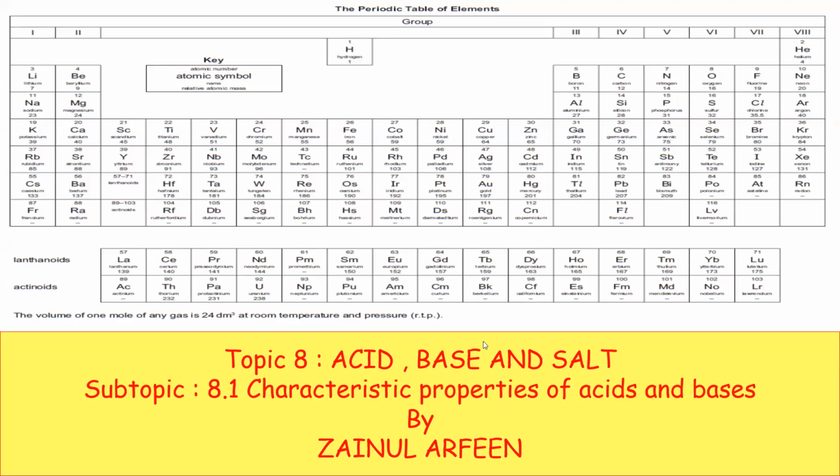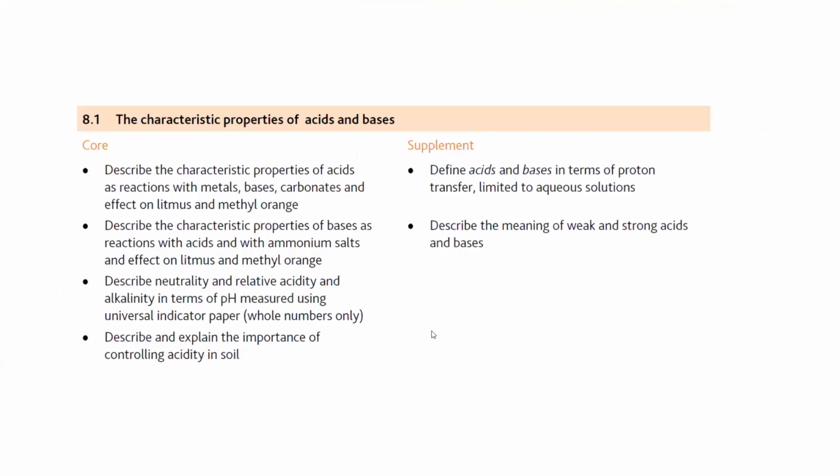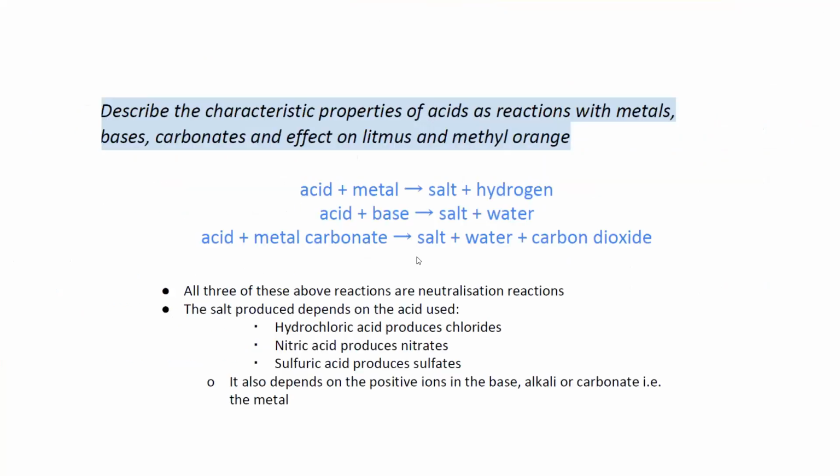So let's start with the first topic, which is about the characteristic properties of acid and base. These are the learning objectives: describing the characteristic properties of acid. What are the characteristic properties of acid? Number one, whenever any acid reacts with metal, it will give salt. When acid reacts with base, it will give salt and water. And whenever acid reacts with metal carbonate, it will give salt, water, and carbon dioxide.